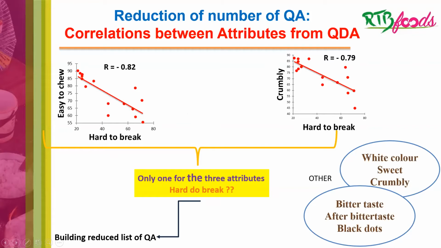In addition, we saw the correlation between white color, sweet, and crumbly, between bitter, aftertaste, and black dot. We have to choose one of them to represent the group. And so in the last time, we can build the reduced list of quality attributes. From the 16 we have, we can come to 7 or so. That is what we did. This is an example of a tester. We have the same for other parameters.